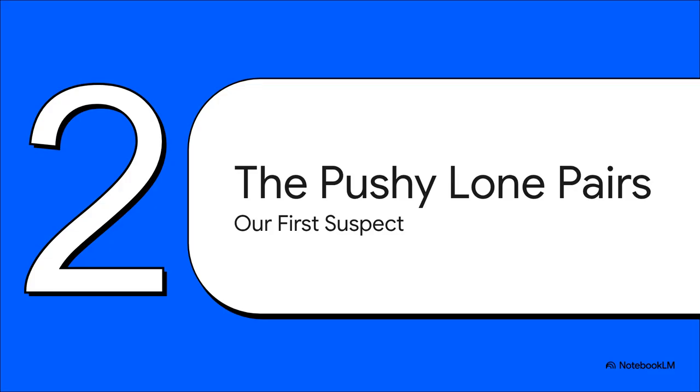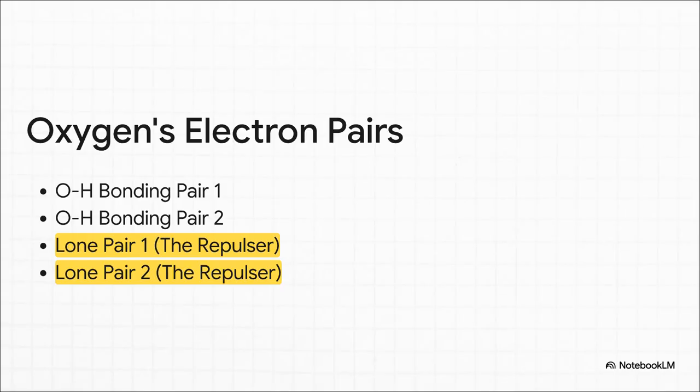All right, it's time to meet the prime suspects in our little chemical mystery, the two lone pairs of electrons hanging out on that oxygen atom. These guys are the key to the most common explanation for why water is bent the way it is. So you've got these four groups of electrons around the oxygen. Two of them are busy. They're tied up in bonds with the two hydrogen atoms. But the other two, the ones we've highlighted here, aren't bonded to anything. They're the lone pairs. And these lone pairs are, well, a little pushy. They like their personal space.